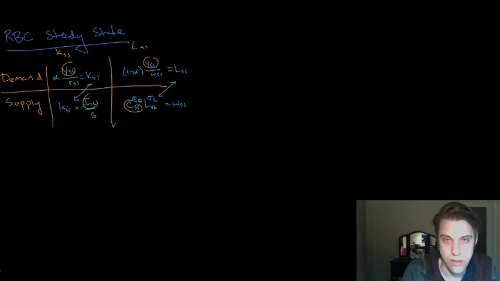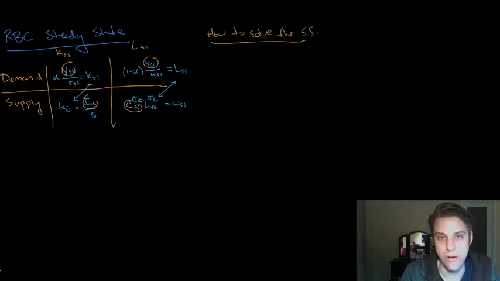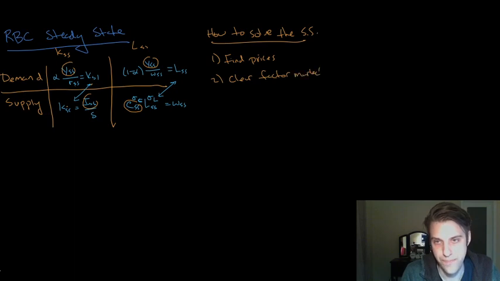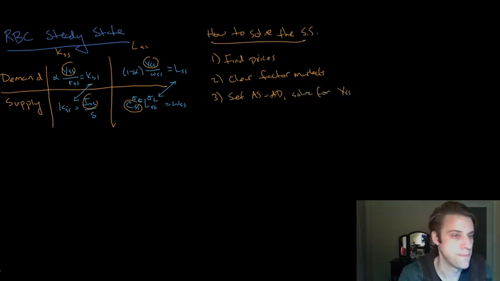So step 1, this is how to solve the steady state. Step 1 was find a price system, find prices. Step 2 is clear factor markets. And step 3 is clear set AS equals AD, solve for YSS. Okay.